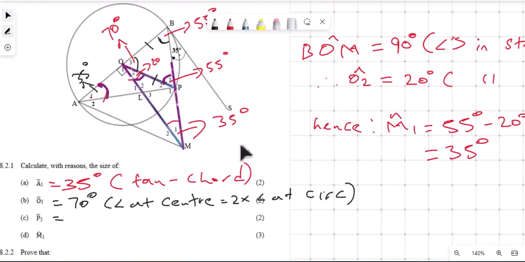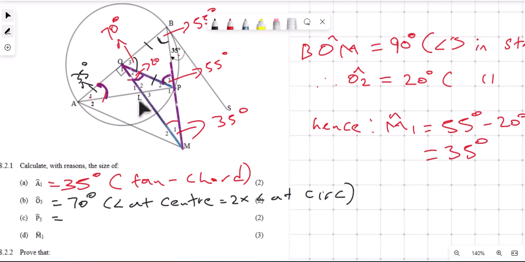So OLPB is a cyclic quad. What we do here usually, that's what we must do. This is what I do usually. Let me remove this, remove this, remove this. Okay, maybe I will need you. Then this is what I do. I don't know what they've taught you at school, but this is what I will do first. OLPB.